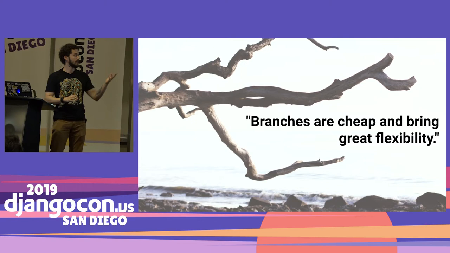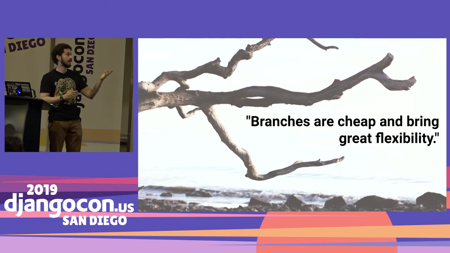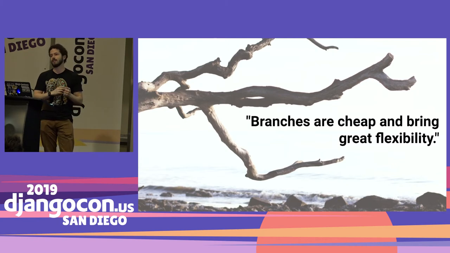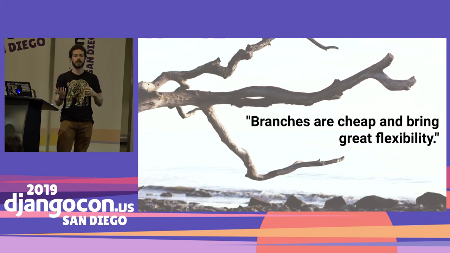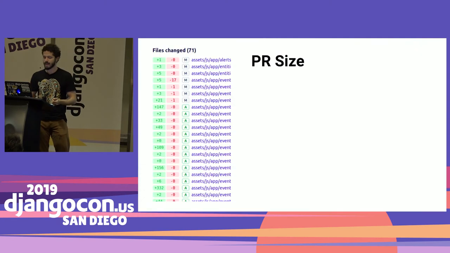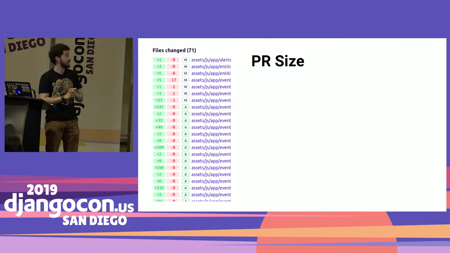So I think a great way to think about this is to remember that branches are cheap and they bring great flexibility, so you can just push something else that's super small and it's going to bring great value while you work on stuff that's bigger and is going to require more time. Another great tip here is to look out for the PR size.